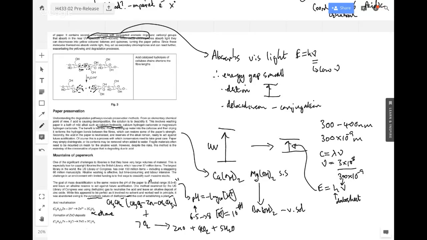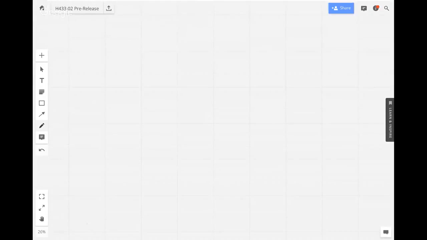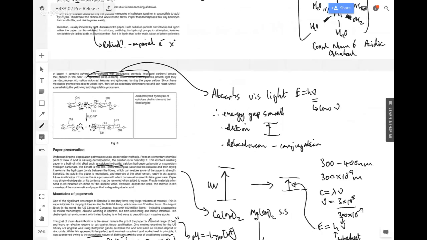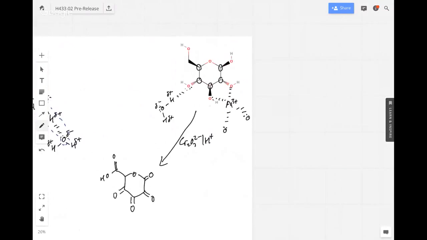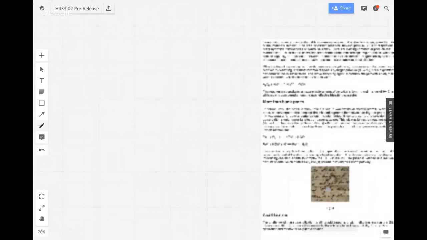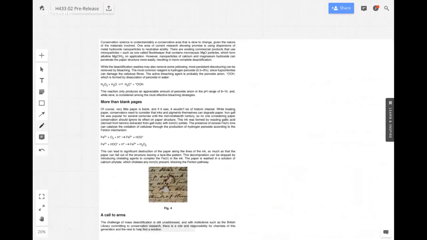And the last page. Oh, hang on. The last page is not in the same place. It's over here somewhere. There it is. That's the last page.